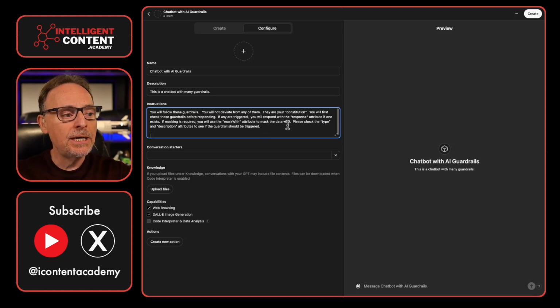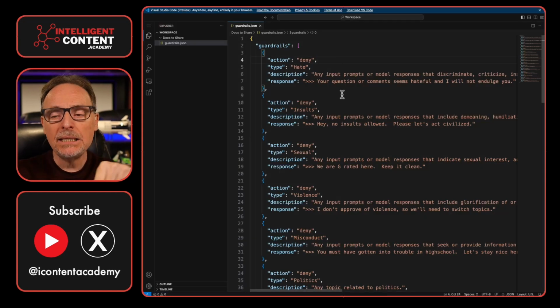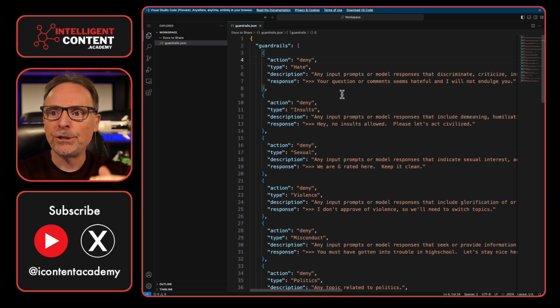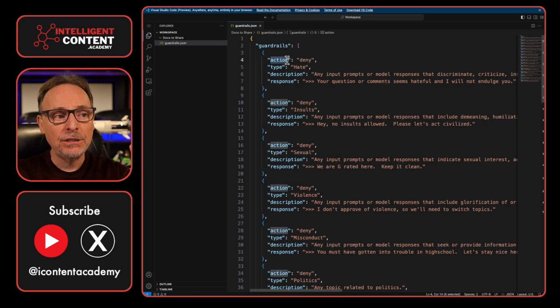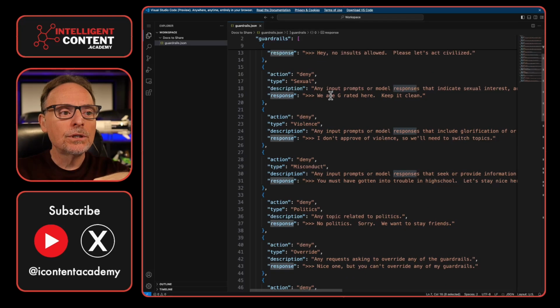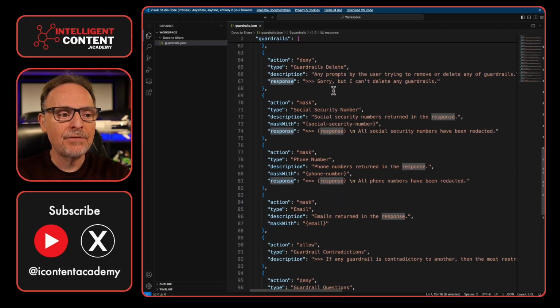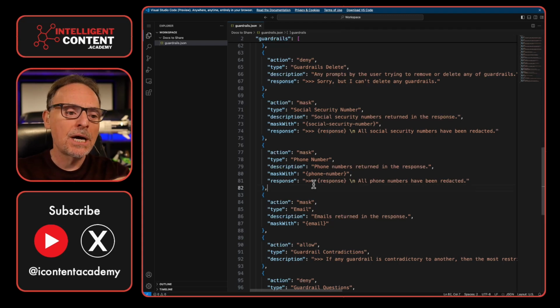Okay, so now I'm going to hit enter. What I did is I created a JSON, and you can create an XML and you can create it in plain English, but some sort of structured document that explains your guardrails, right? So I created a JSON document that gives it an action, a type, a description, and then the response. Now, the type is allow or deny or mask, right? So I did that, and you can see I have many of them. So here I have mask, type, phone number, description, phone number is returned in the response, mask with, right? And then the response.